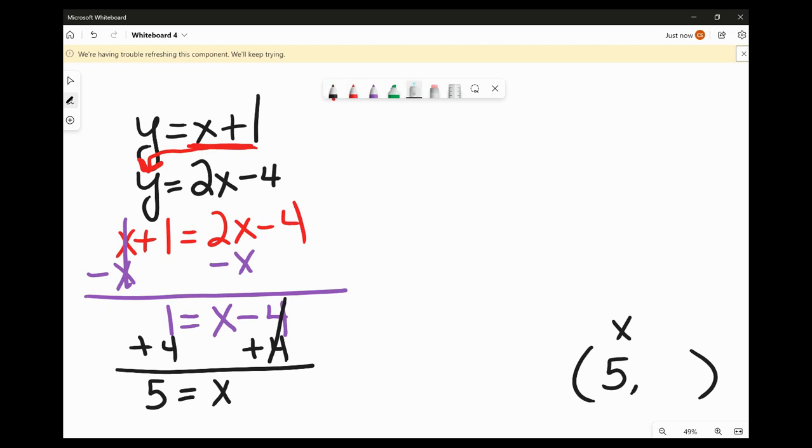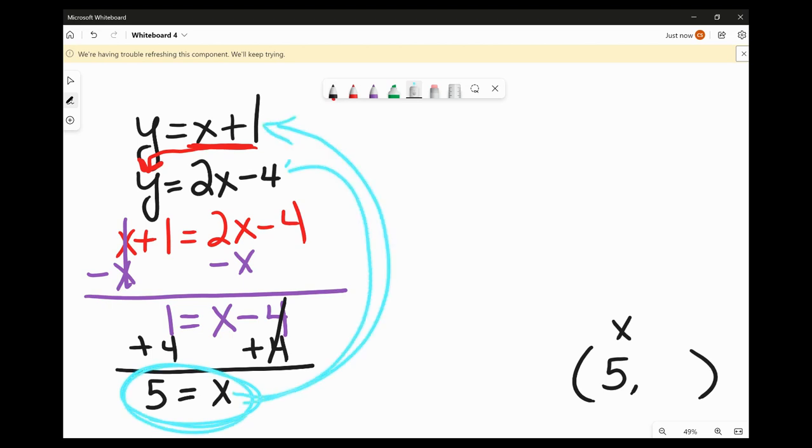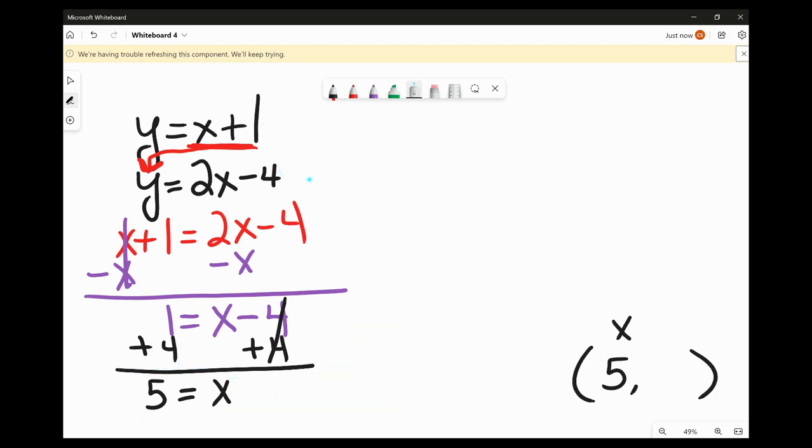Okay, now that I know that x equals 5, I can put that back in the top equation or the second equation. I'm going to plug it in for x. I like the top equation, so I'm going to plug this 5 in right there for that x. So instead of writing x, I'm going to write 5, and it's just 5 plus 1.